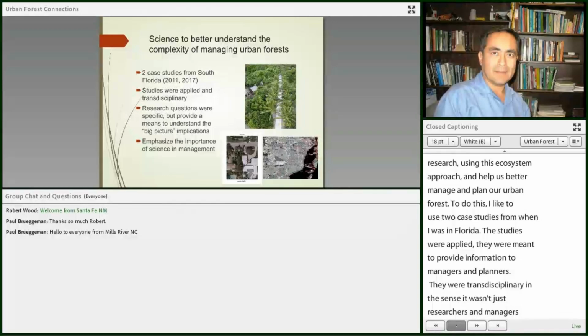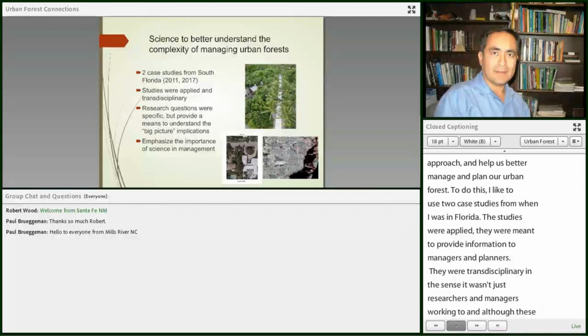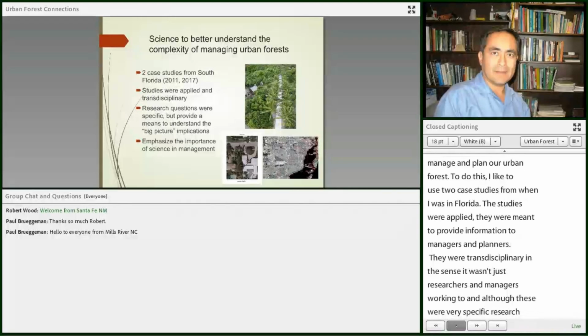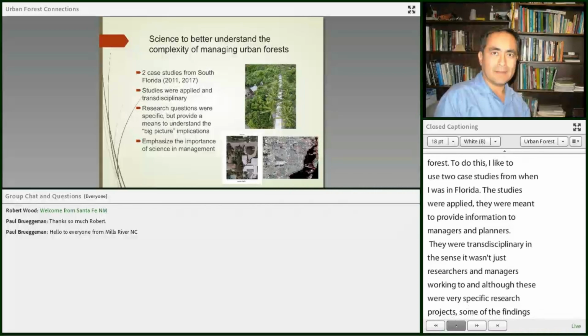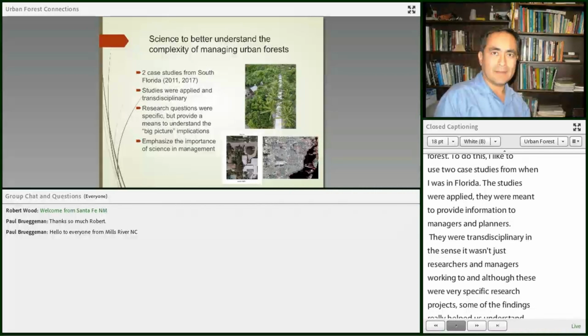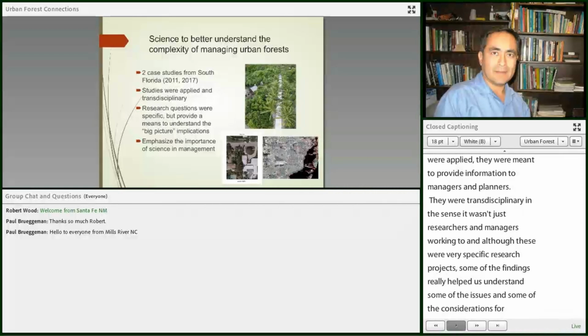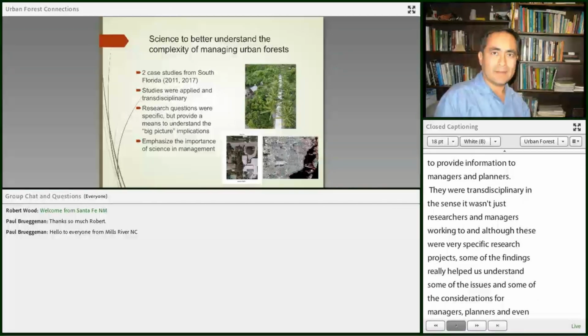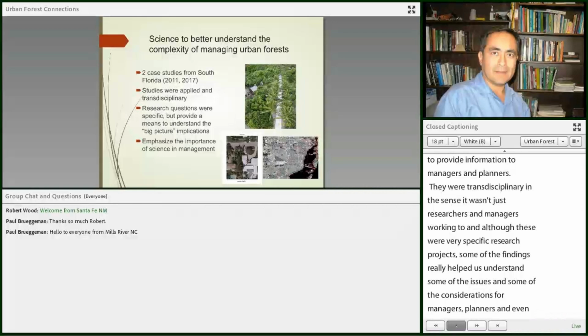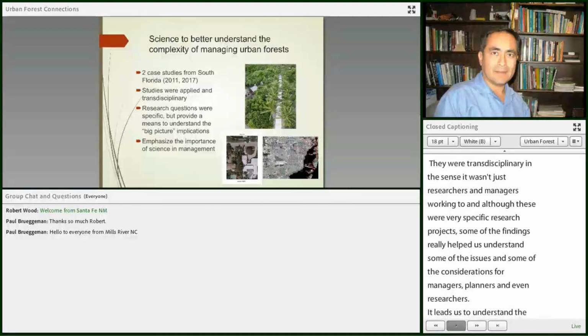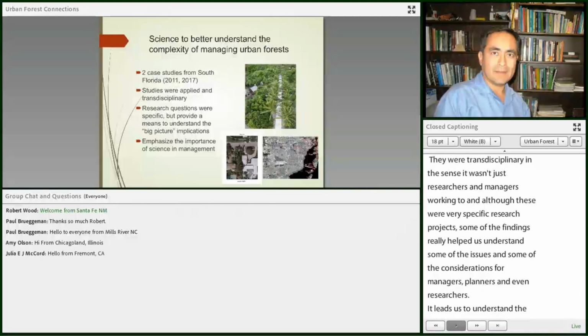And although these were very specific research projects, some of the findings really helped us understand some of the other issues and some of the considerations that managers, planners, and even researchers have to take when we define very specific goals and objectives. And that when we understand these systems, it leads us to understand different results, different feedbacks, different conflicts, and become aware of different realities that were overlooked by being so specific.